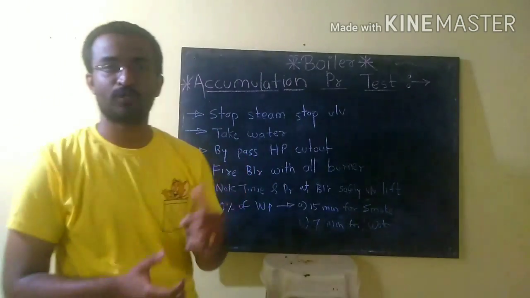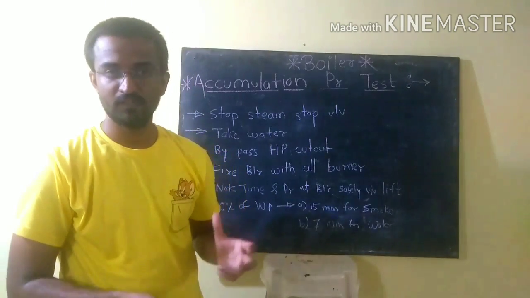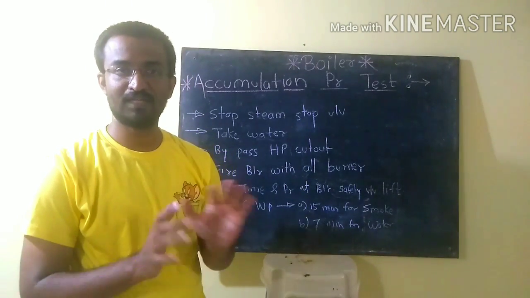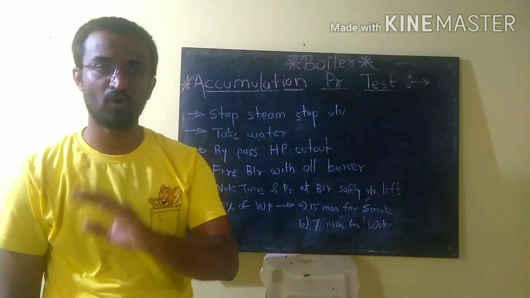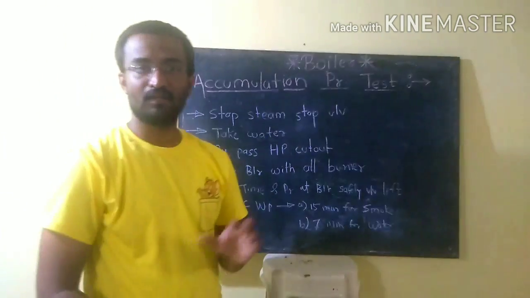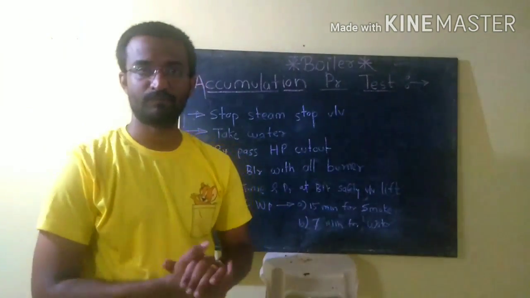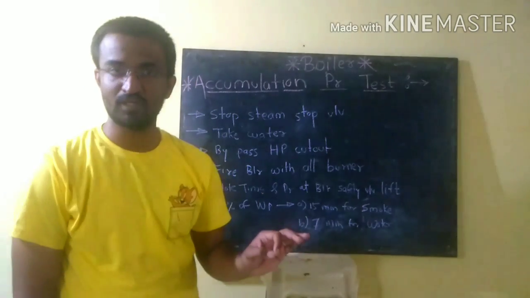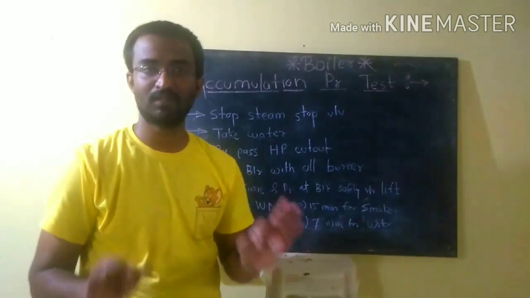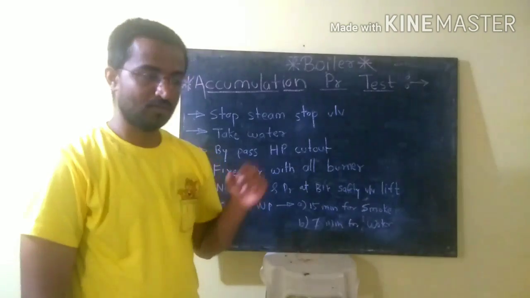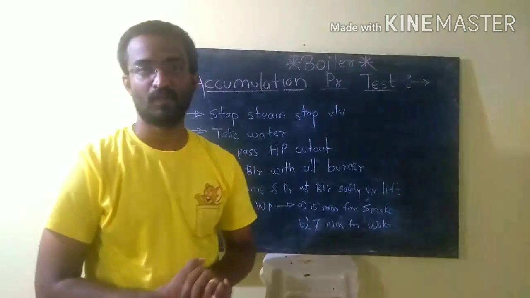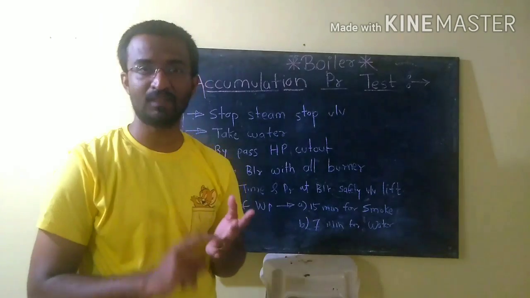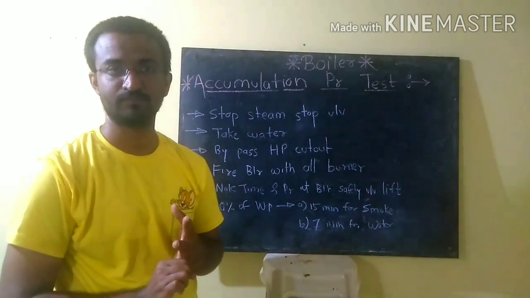So what do we do in the accumulation pressure test? First, we will check that there is sufficient water in the boiler. Then we will stop all steam stop valves. Then we will bypass the high pressure cutout. Then we will fire the boiler, with all the burners at the maximum rate. Once you fire the boiler, the pressure will come up until your safety valve lifts. You will note that time and the pressure at which the safety valve lifts.